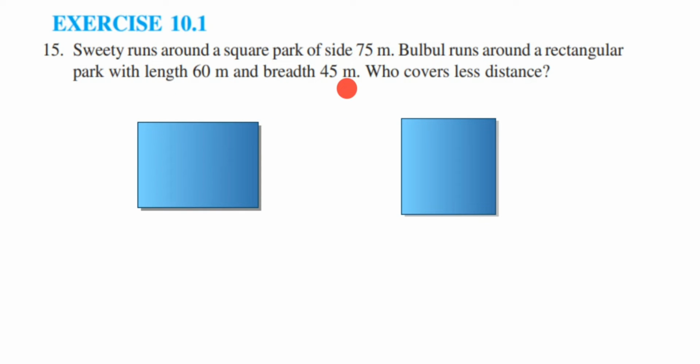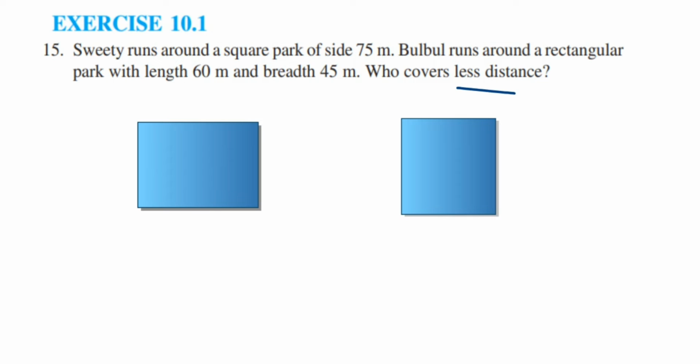Who covers less distance? So they're talking about two girls. One is Sweetie and one more girl is Bulbul, and one is running around the square park and the other around the rectangular park. We have to find out who is covering less distance. We have to find out how to do this.